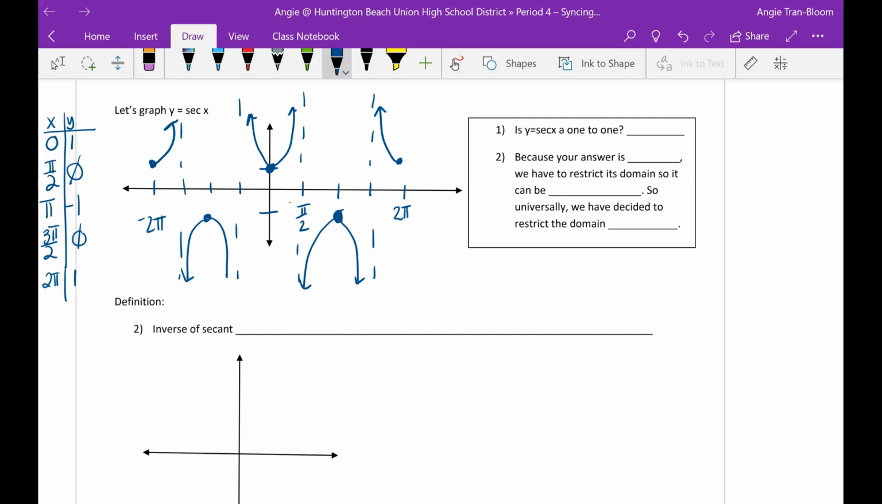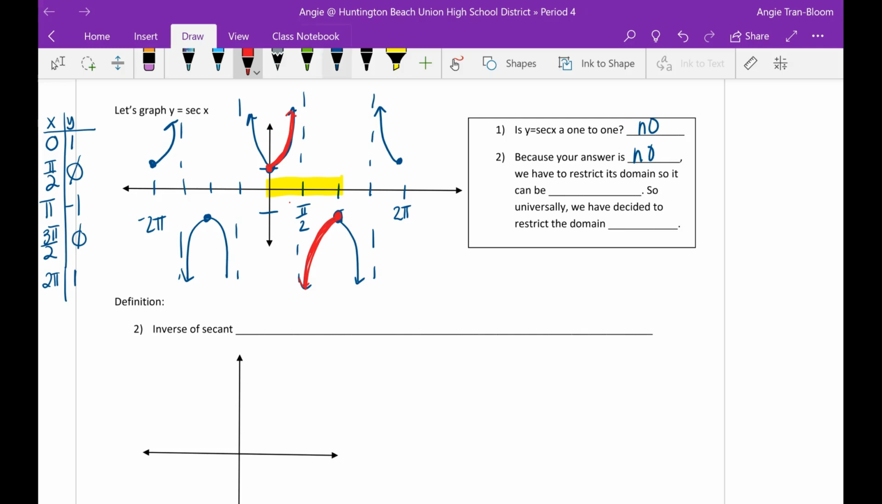Part 1: is Y equals secant of X one-to-one? The answer is no. Because the answer is no, we have to restrict its domain. If I restrict it from negative pi over 2 to pi over 2, it's not a one-to-one, so reject that idea. I'm going to restrict it from 0 to pi. That's better, right? Because this is half of a parabola, and then this is the other half, but it opens the other way. As you can see right now, that's definitely one-to-one.